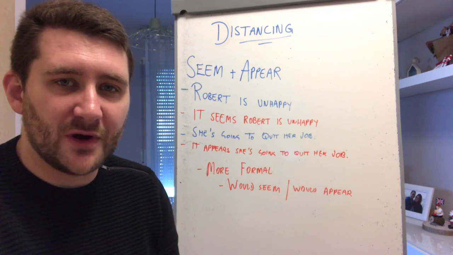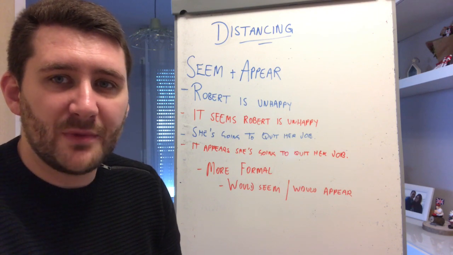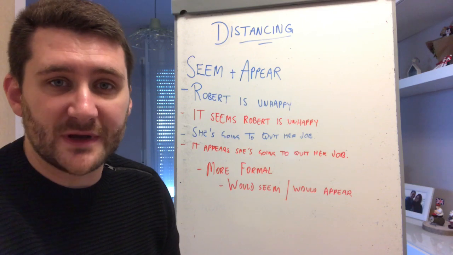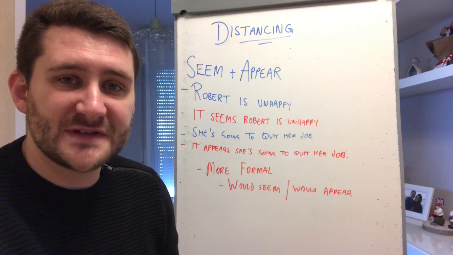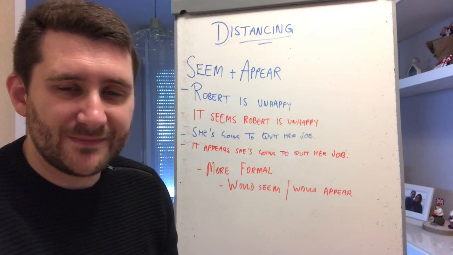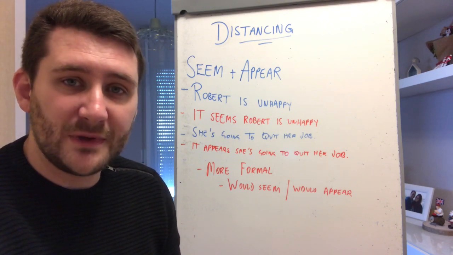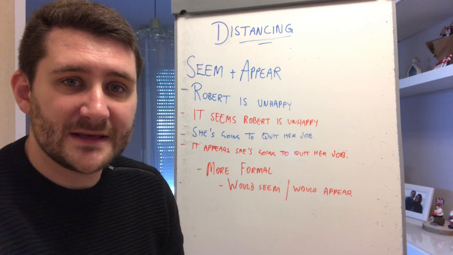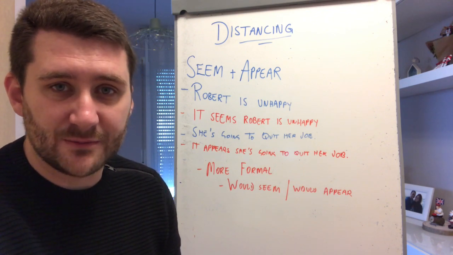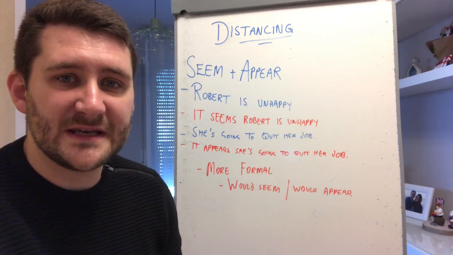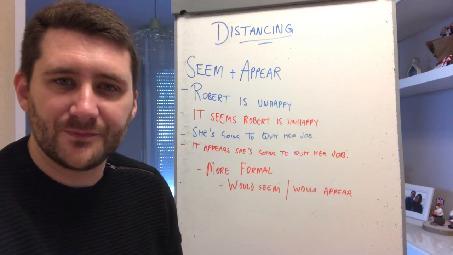In the first sentence I put on the board, I say, Robert is unhappy. Now if I say Robert is unhappy, I sound very sure of myself. I sound like I'm 100% certain that Robert is unhappy. However, if I'm not 100% certain, I would probably use a verb like seem. You need to use an impersonal subject with it as well. So it'd be, it seems Robert is unhappy, okay, because I'm not sure.